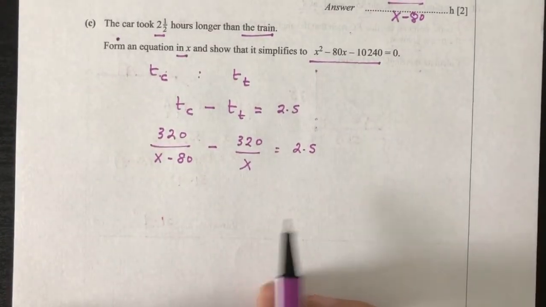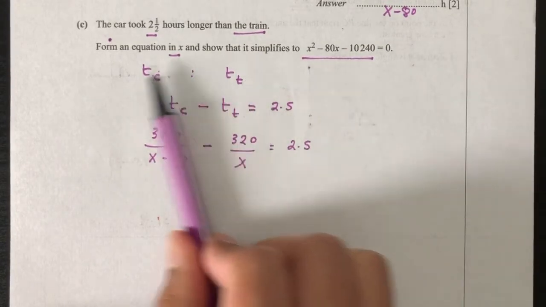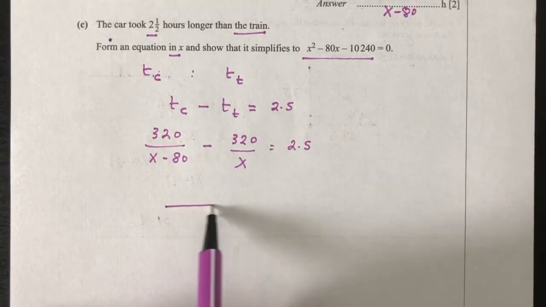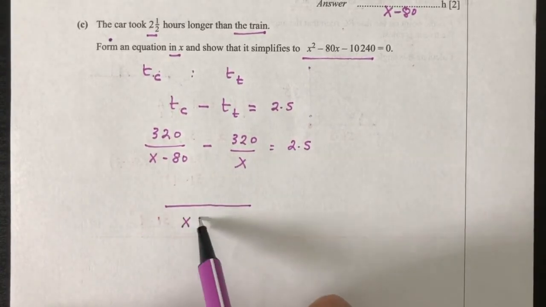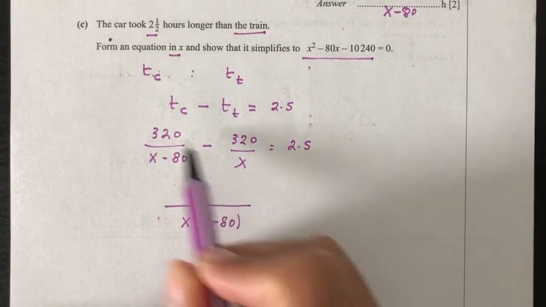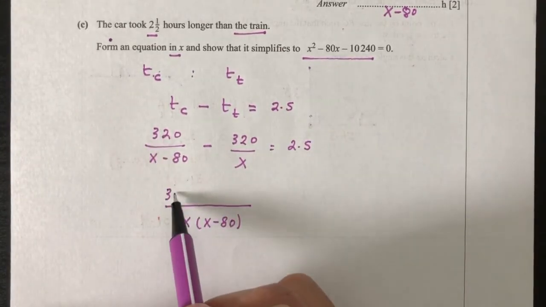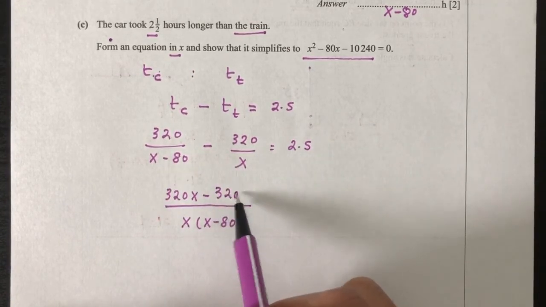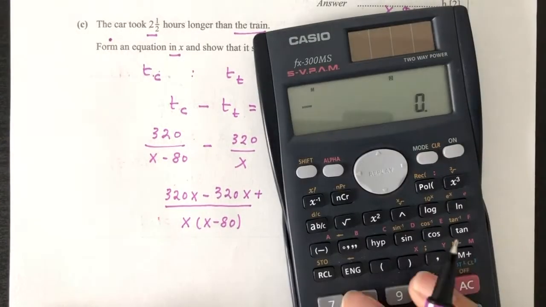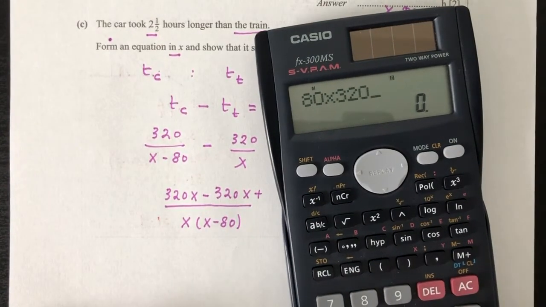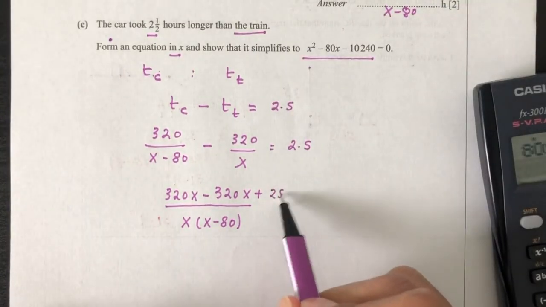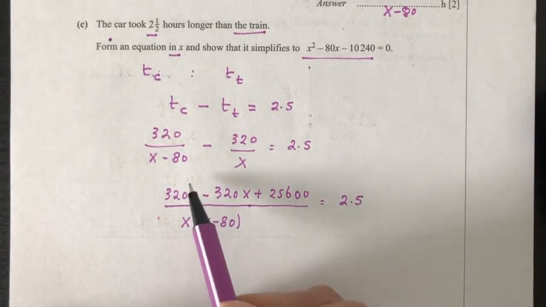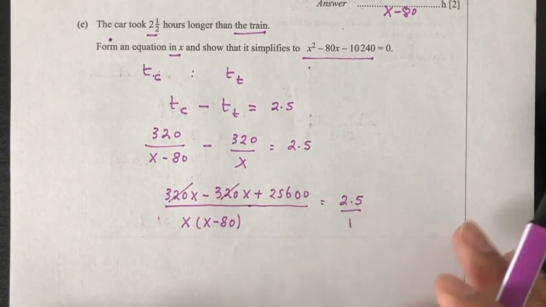Now let's see how we can solve this. Let's take it side by side. Let's first look at the left hand side. Here the denominators are different, so we have to make them the same. Let's do the LCM: multiply these two, x times x minus 80. Then we cross multiply. So this will become 320x minus this times this, that will become 320x plus, what is 80 times 320? That will be 25,600, equal to 2.5.